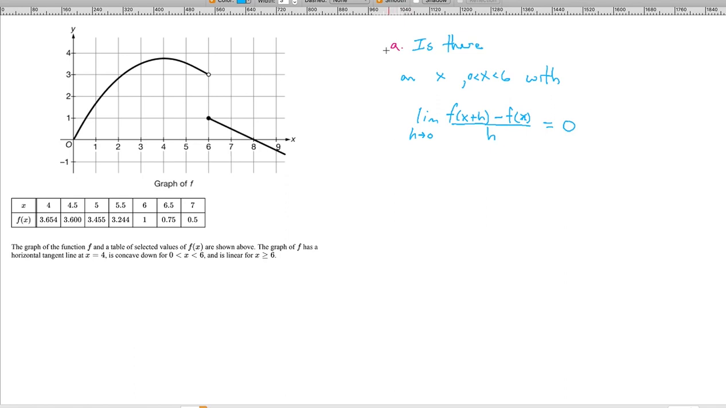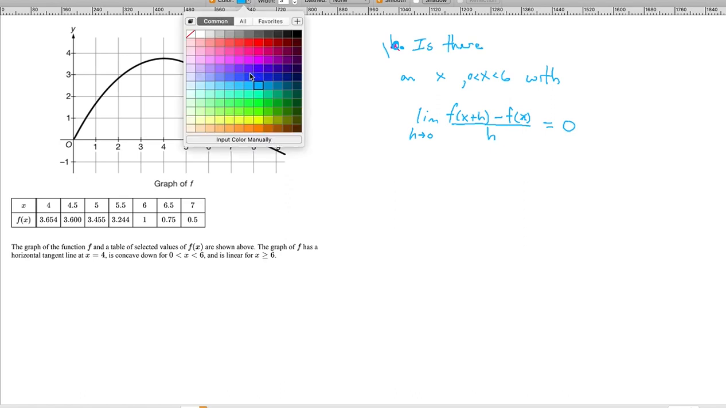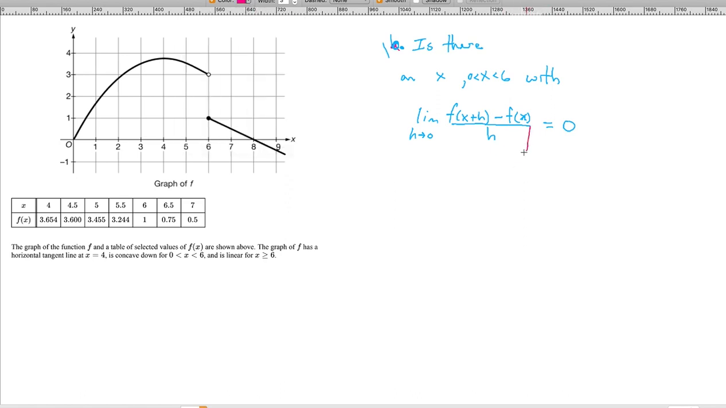Part B. Now it's asking in part B: is there an x between 0 and 6 with the limit as h goes to 0 of f of x plus h minus f of x over h equal to 0? The key here is to notice that this part right here, this left side of the equation over here, is the slope of the tangent line at x.